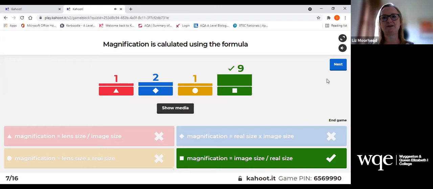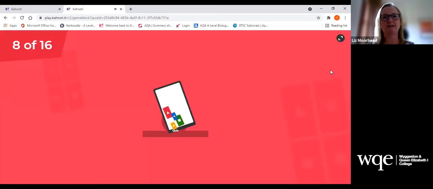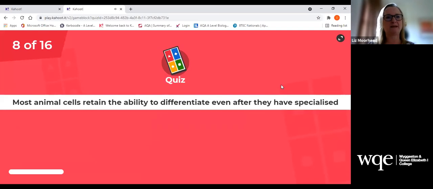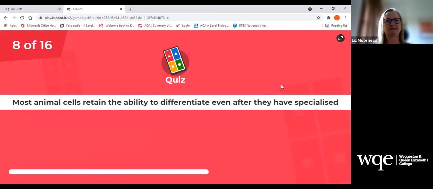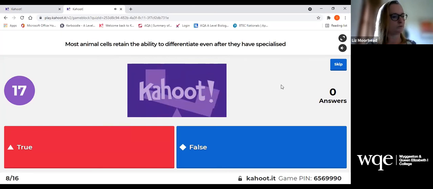Fabulous. Those of you that have learnt your magnification formula, well done. Epic squid coming up the leaderboard there. Most animal cells retain the ability to differentiate even after they have specialized. Is that true or is it false?